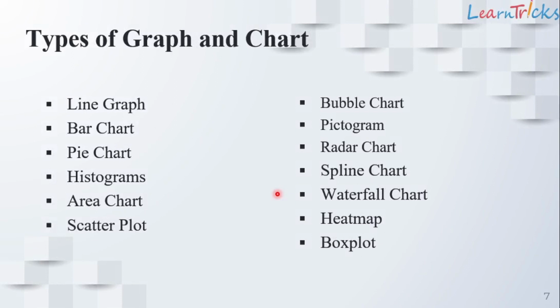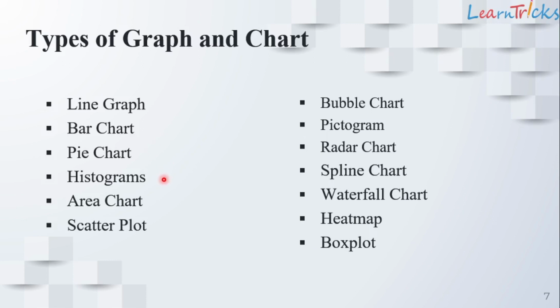Now we will see the types of graph and chart. These are the types of graphs which we use for data visualization. First is the line graph, where we use a linear representation, or a line. In bar charts, we use bars for representing data and showing our insights. Then there is the pie chart, where we divide the whole circle, the 360 degrees angle of a circle, into different sectors and assign each sector to different parts of the data.